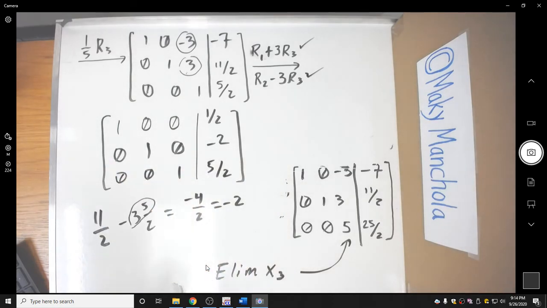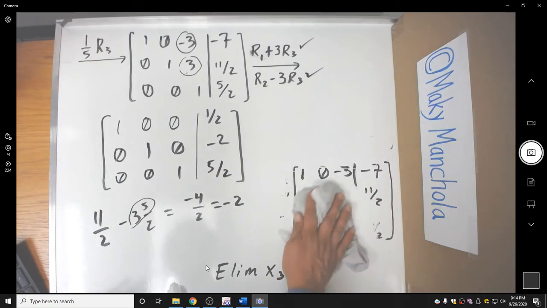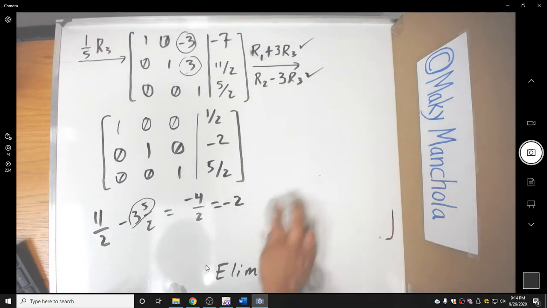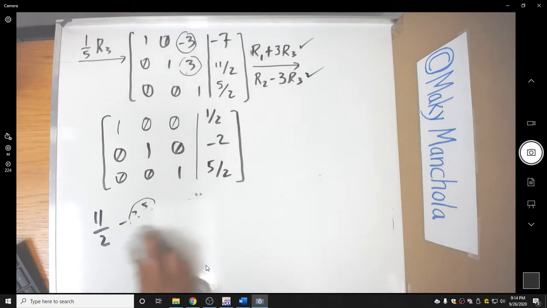Okay, now that this matrix is reduced, this is actually what we call a reduced row echelon matrix. We can easily read our solutions.